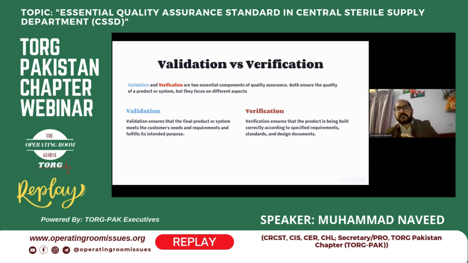What is verification? Verification ensures that a product is being built correctly according to specified requirements, standards, and design documents.